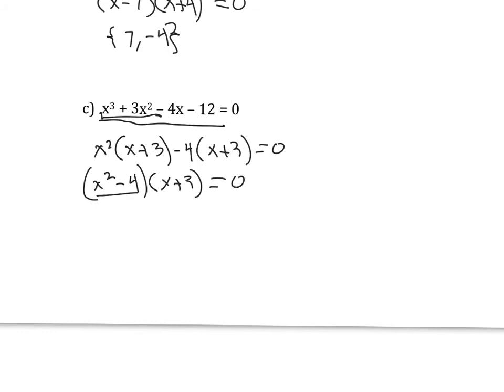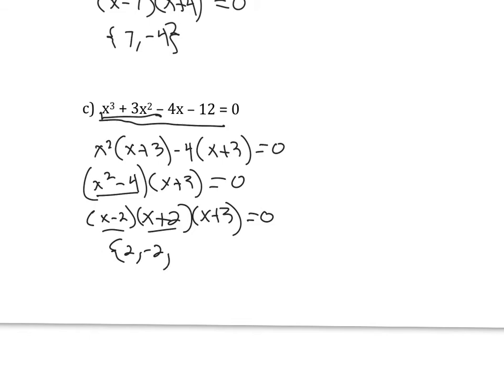Notice the x squared minus 4 can be further factored into x minus 2 times x plus 2 because it's a difference of perfect squares. So we end up here with three solutions. x could be equal to 2, x could be equal to negative 2, or x could be equal to negative 3. That's our solution set. And again, three solutions, cubic. So that's a good check.